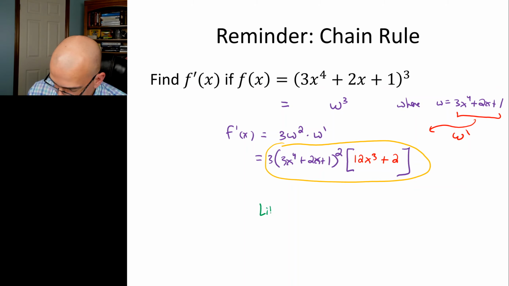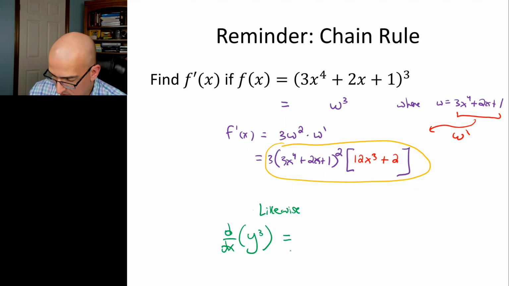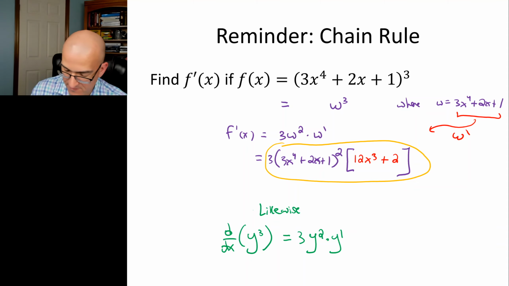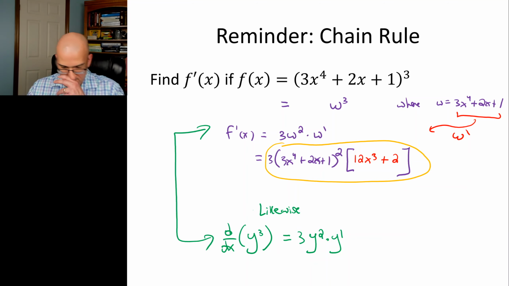Likewise, the derivative d by dx of y to the power of 3 is going to be 3y to the 2 multiplied by y prime. So there's a nice, I don't want to call it symmetry, but there's a nice similarity. We're just using a different letter of the alphabet for this implicit differentiation. We're using y instead of a w. Same idea.